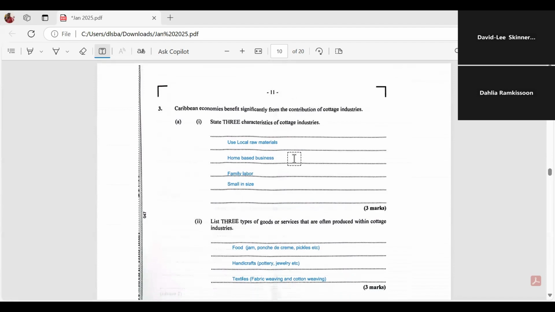So far, so good. Number 3, they start off asking about cottage industries. We know these are home-based organizations that use local raw materials. They're normally small in size and they have family labor, meaning it's normally the owner who is producing everything or they get help from their family, the sister, brother, spouse, parent, so forth.